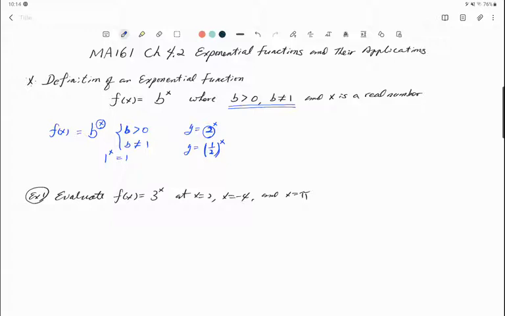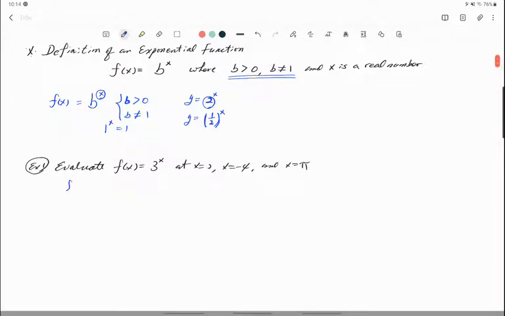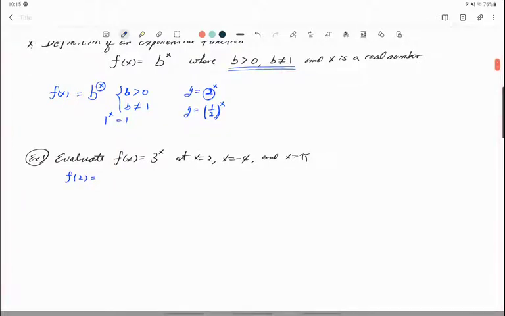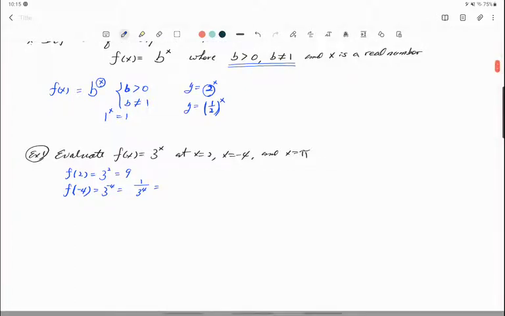The base has to be positive except 1. That's really important. Then let's evaluate f of x equals 3 to the x when x equals 2, negative 4, and pi. When x equals 2, we plug in 2 for x, the input. Then 3 squared is 9. How about f of negative 4? Then 3 to the negative 4th power is 1 over 3 to the 4th power, so that is 1 over 81.